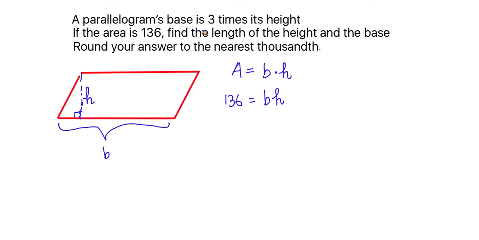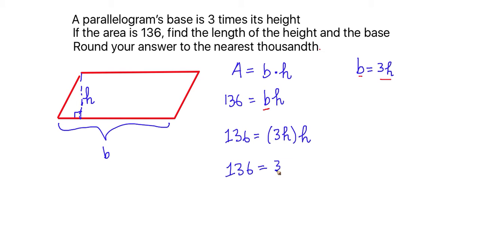Now we also know an extra piece of information that the base is 3 times its height. In other words, b is equal to 3h. So we can take this information about the base and substitute it in to our equation for the area. And let me show you how this is done. So we have 136 is equal to the base, but instead of the base, we're going to have 3h multiplied by h. So that gives us 136 equals 3 times h times h.